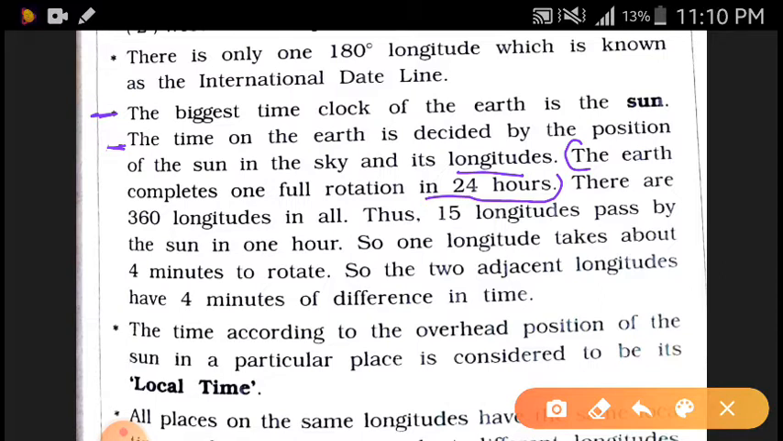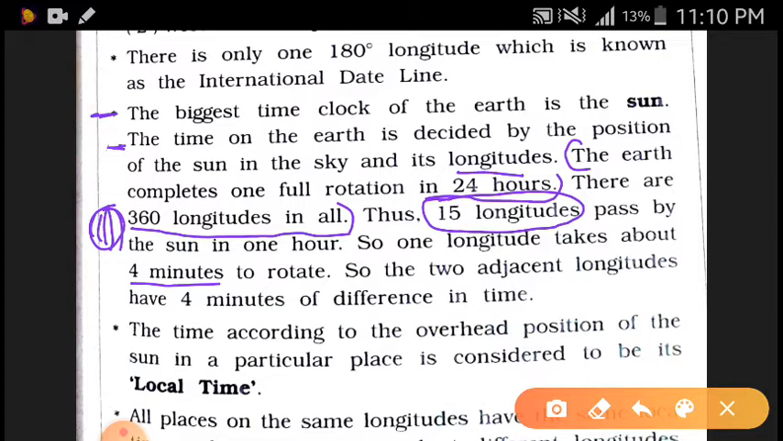There are 360 longitudes in all. Means here there is an earth with longitudes like this. There are 360 longitudes in all. Thus 15 longitudes pass by the sun in 1 hour. In 1 hour, as the earth rotates on its axis, 15 longitudes pass. So one longitude takes 4 minutes to pass. That is clear.